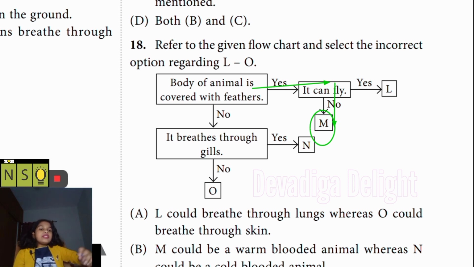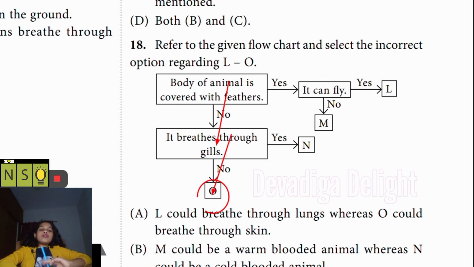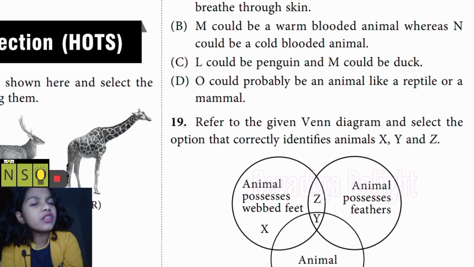Now if you see N, the body of the animal is covered with feathers. No. It breathes through gills. Yes. So N must be a fish. And if you see O, the body of the animal is covered with feathers. No. It breathes through gills. No. So this O can be a reptile, an amphibian, or a mammal like us. So O is not specifically mentioned.